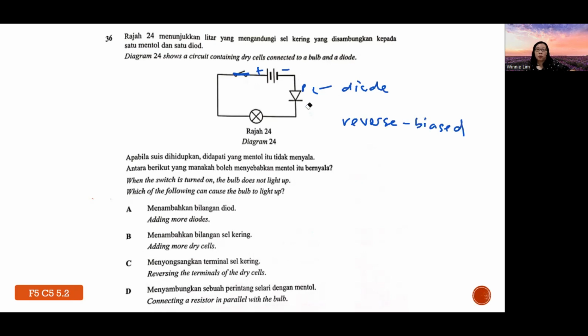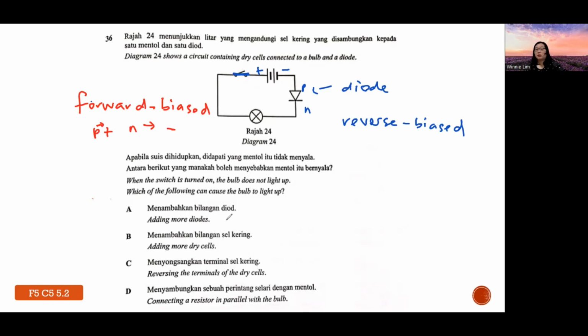So in order for you to allow current to flow, you have to make sure that the diode is in forward bias. The forward bias connection will be P connected to positive, and N connected to negative. So either you reverse the diode direction or you reverse the battery, either way. Okay, so we see which is the proper option.